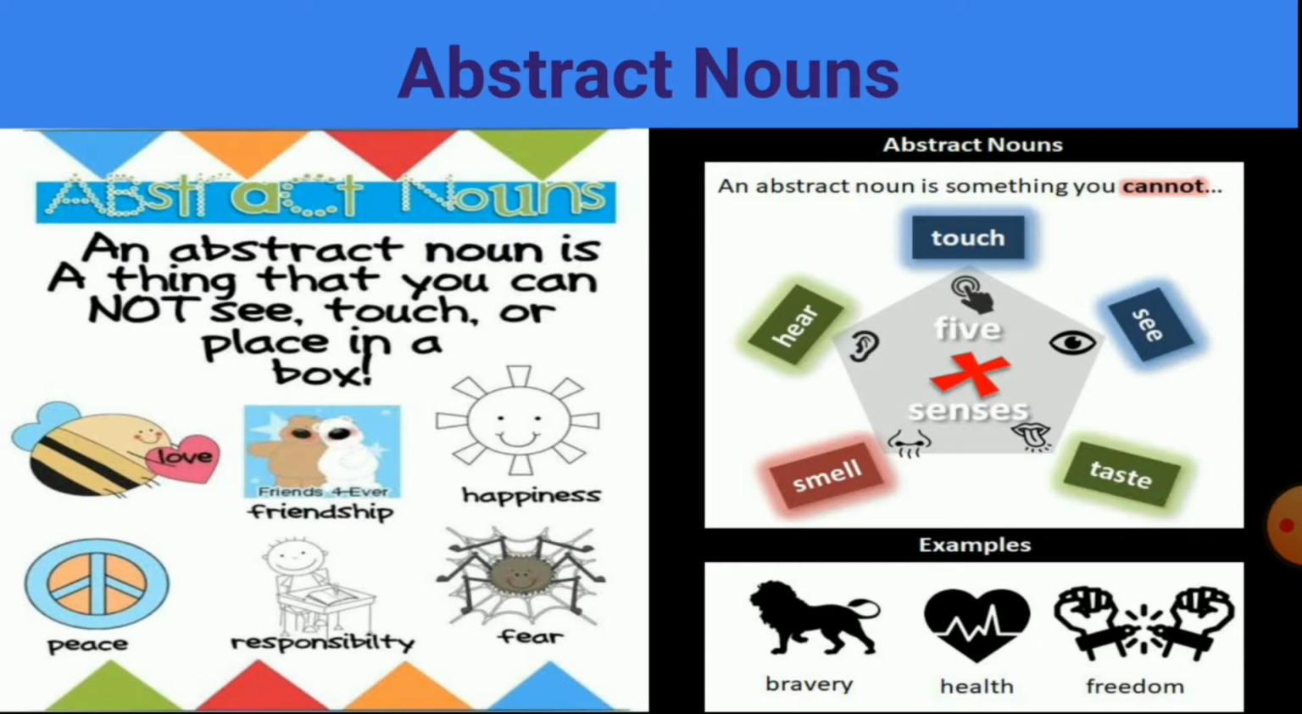That means you cannot use your five senses to see that noun or touch that noun or taste that noun, smell that noun or hear that noun. For example, we cannot touch bravery. We cannot taste health. We cannot see freedom. We cannot smell fear. We cannot hear happiness. Okay? Such nouns are known as abstract nouns.